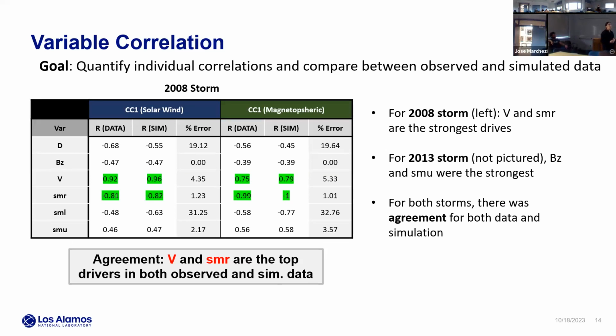And then next we want to look at how well these variables correlate with each other. Are the same variables being driven in both the simulation and the actual data? This plot's a bit complicated, but I'll try and break it down. We wanted to compare individual correlations between observed and simulated data. We have the data and the simulation for both solar wind and magnetospheric variables. By looking at the correlation coefficient, we can see that in both the solar wind and magnetospheric variables, and for both the data and the simulation, velocity and SMR are the top drivers. A bit of a tongue twister there, but that just shows that there is agreement between the simulation and the observation.